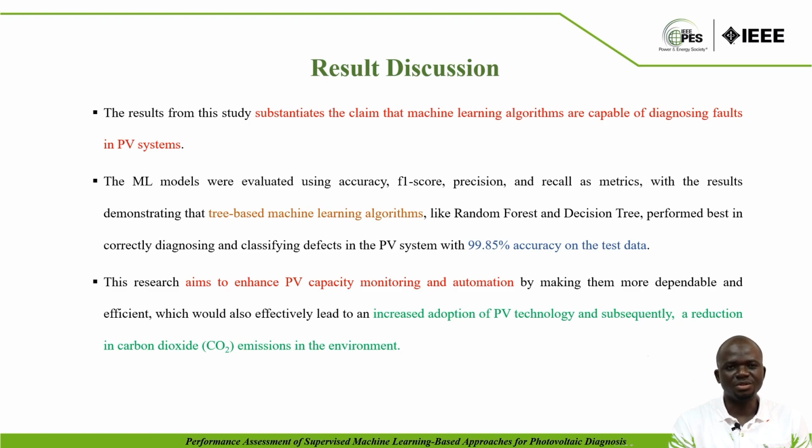So this brings us to the results discussion. The result from this study validates and substantiates the claim that machine learning algorithms are capable of diagnosing faults in PV systems. These ML models were evaluated using accuracy, F1 score, precision, and recall as metrics, with the results demonstrating that the tree-based machine learning algorithms like random forest and decision tree performed best in correctly diagnosing and classifying defects in PV systems, with a 99.85% accuracy on the test data. The research aims to enhance PV capacity monitoring and automation by making them more dependable and efficient, which in turn would effectively lead to an increased adoption of PV technology and subsequently a reduction in carbon dioxide emission in the environment.